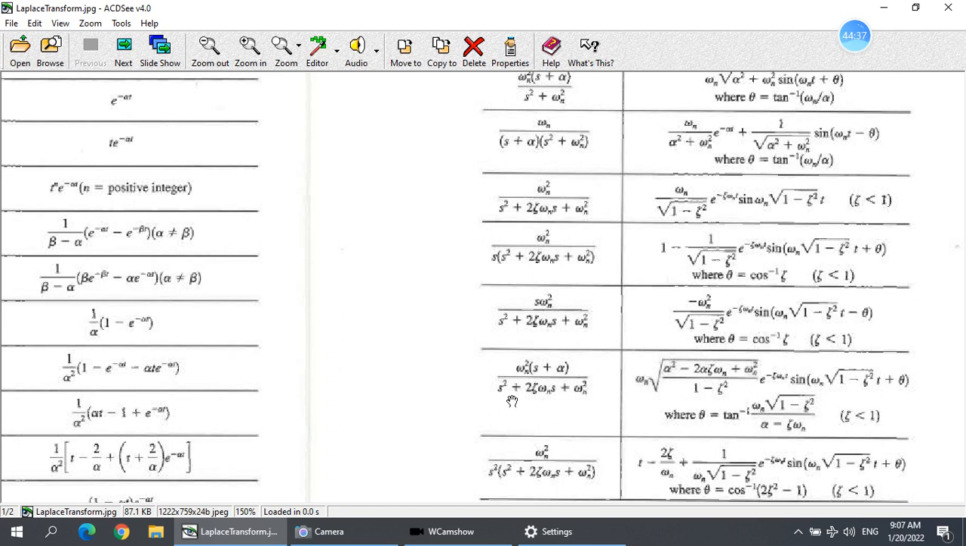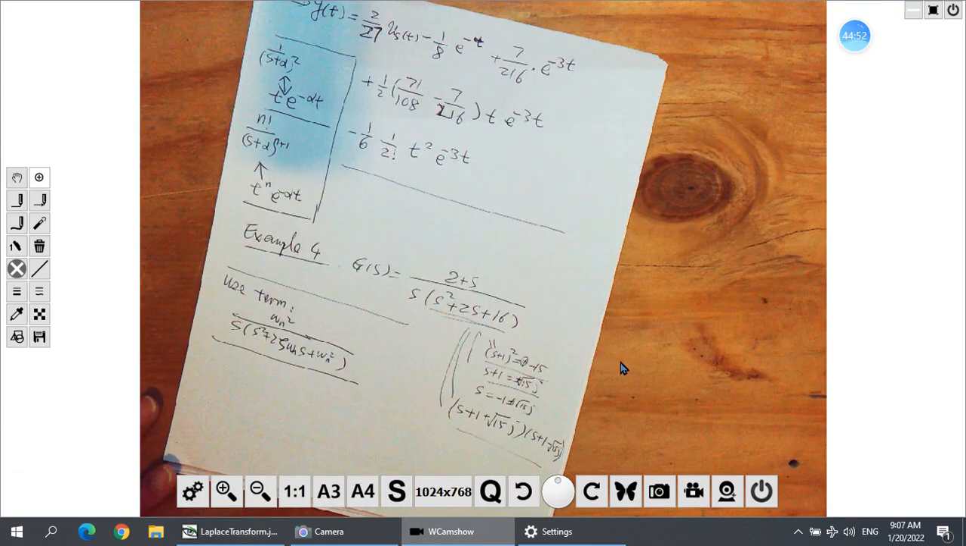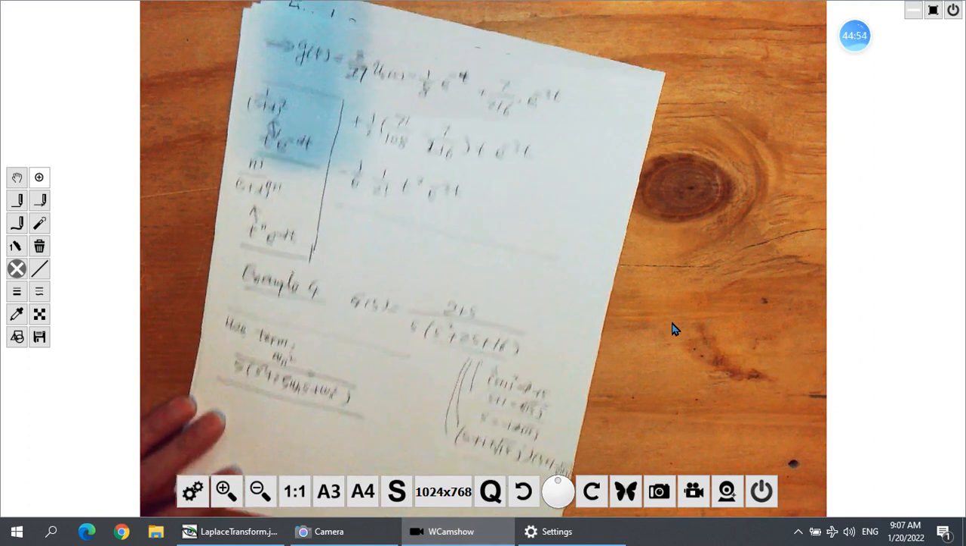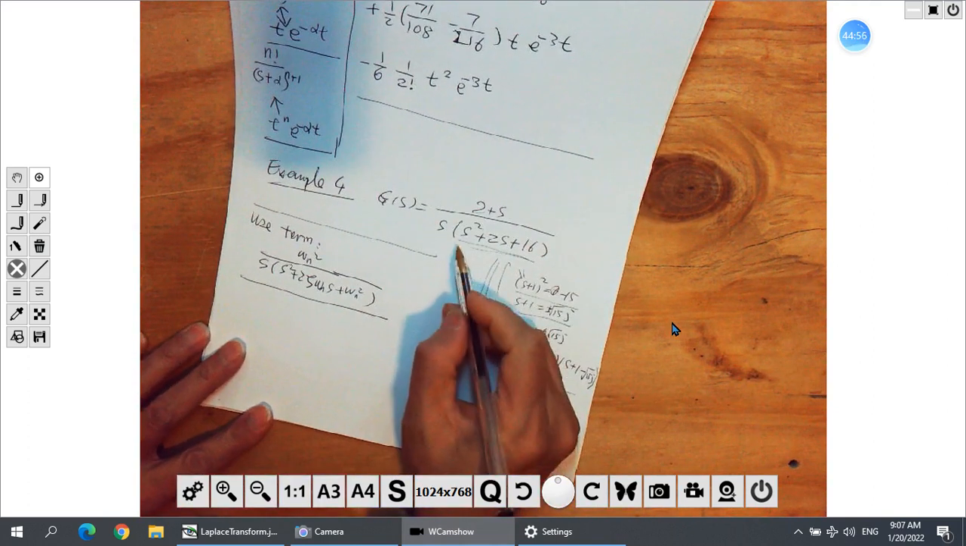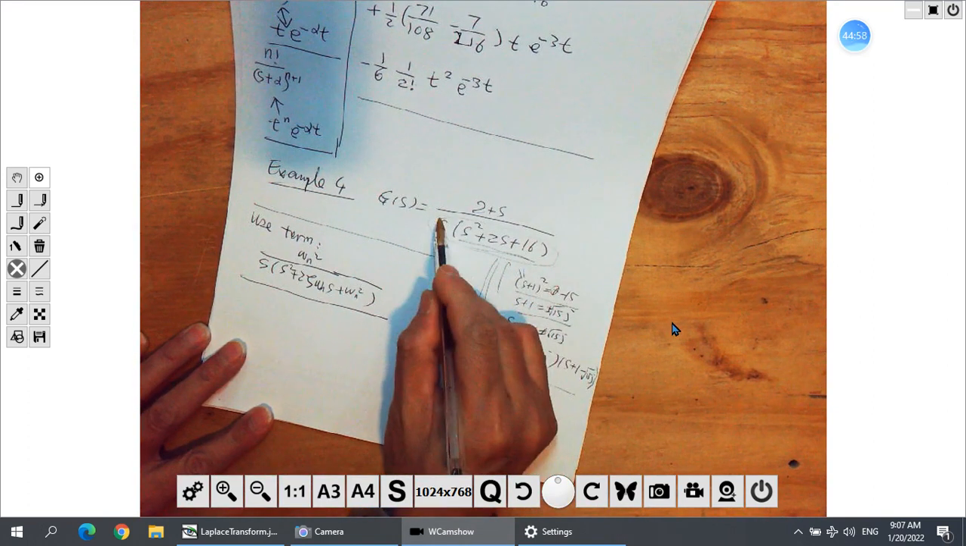Okay, I have omega n squared over S times S squared plus 2 zeta omega n s plus omega n squared. We have this one. Now we go back to our notes. You compare: same denominator, but the numerator is different.